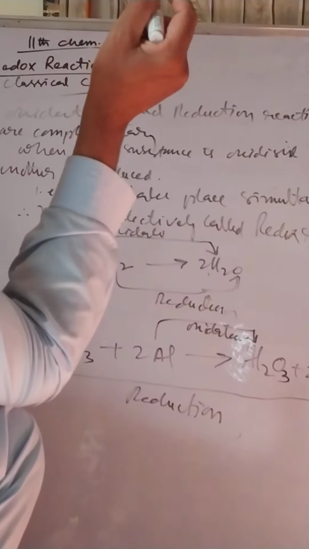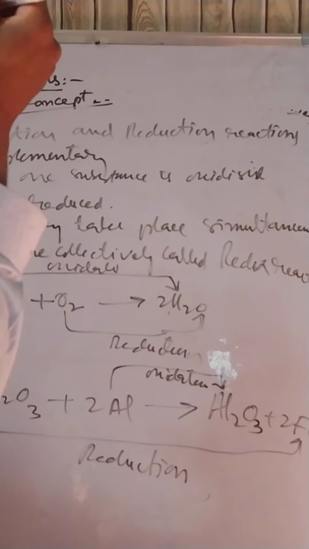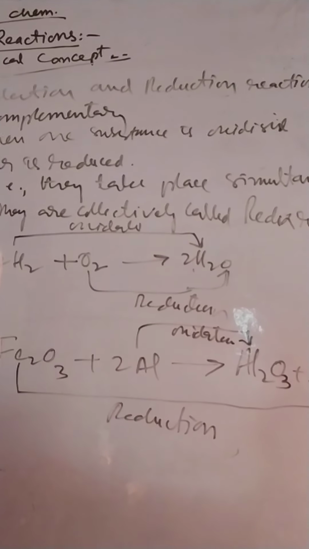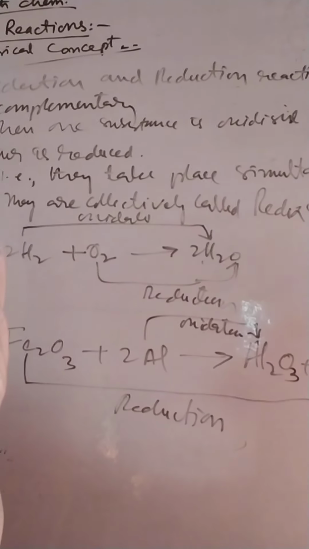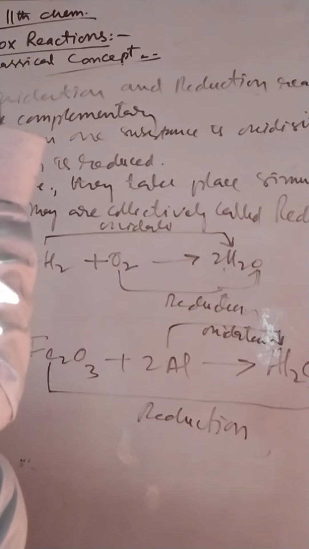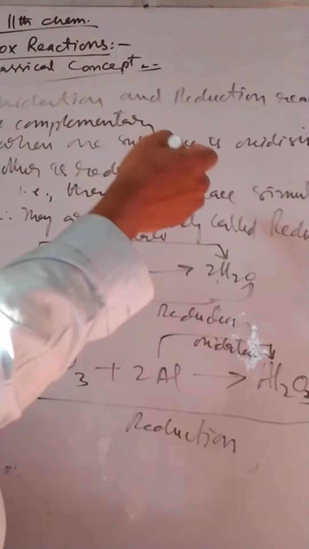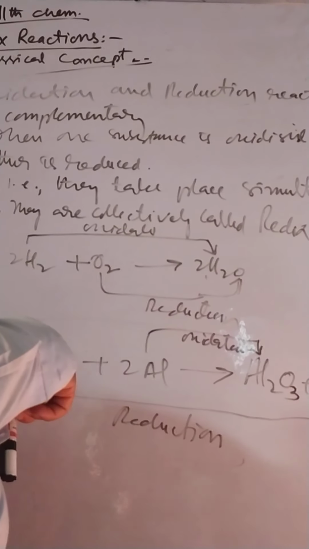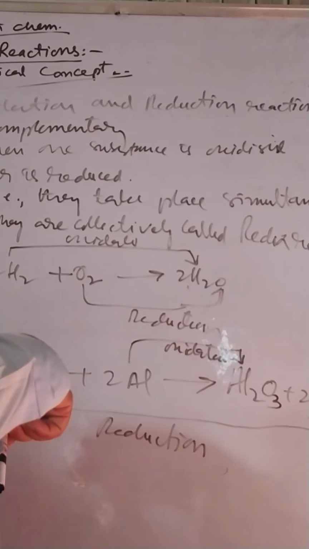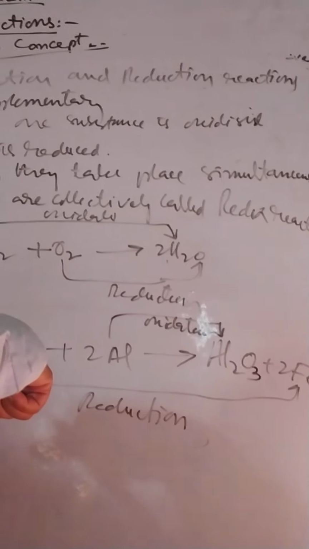We know that oxidation and reduction reactions are complementary. That is, they take place at the same time. When one substance is oxidized, at the same time another substance is reduced. That substance which is oxidized helps the other to get reduced, and that which is reduced helps the other substance to get oxidized. So these two reactions take place simultaneously. So together they are collectively called a redox reaction.